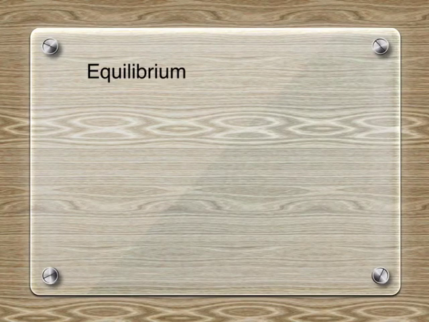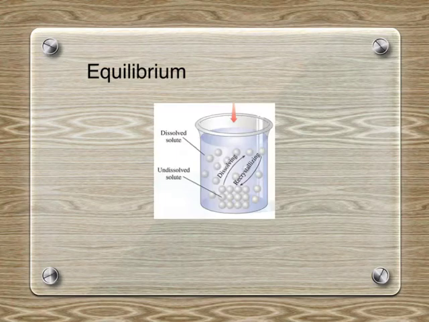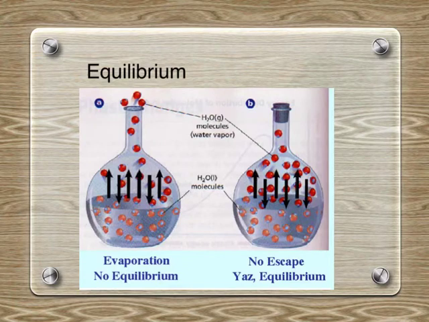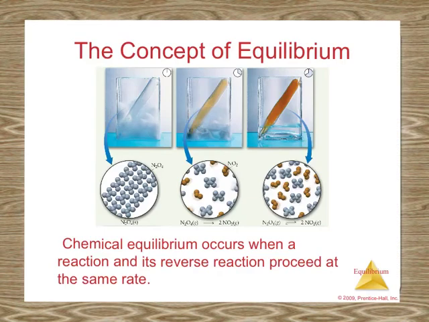We've learned about the concept of equilibrium in terms of solutions containing undissolved solute as well as vapor pressure in a closed system. Some chemical reactions, like the decomposition of dinitrogen tetroxide, are reversible, meaning that as the reactant forms product, the product also begins to form reactant. We have a chemical equilibrium occurring when both the forward and the reverse reaction are proceeding at the same rate.